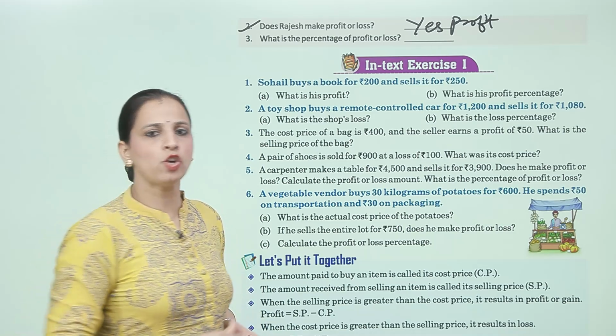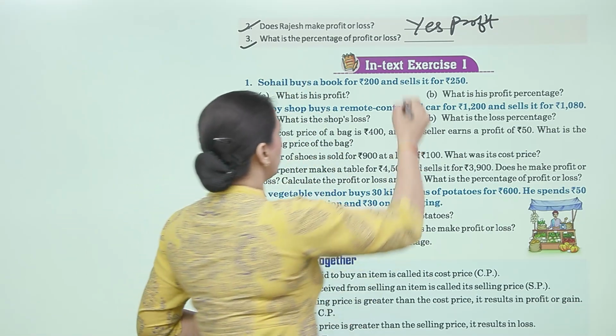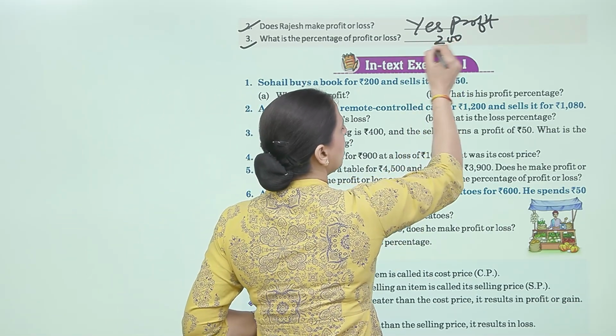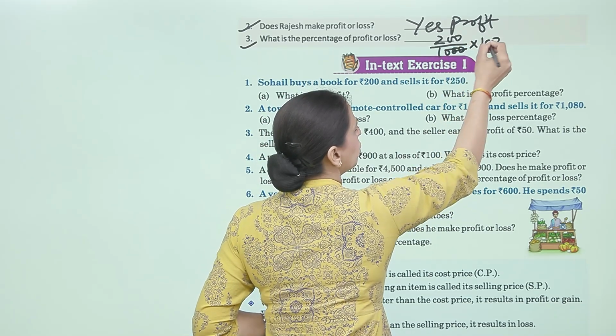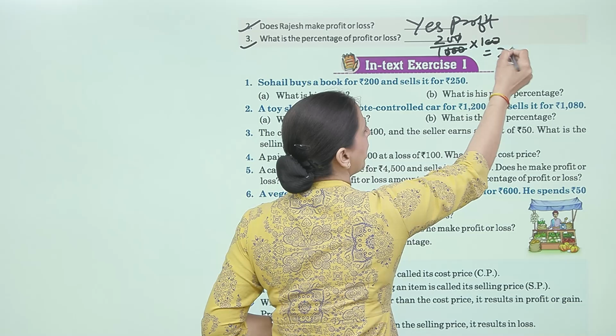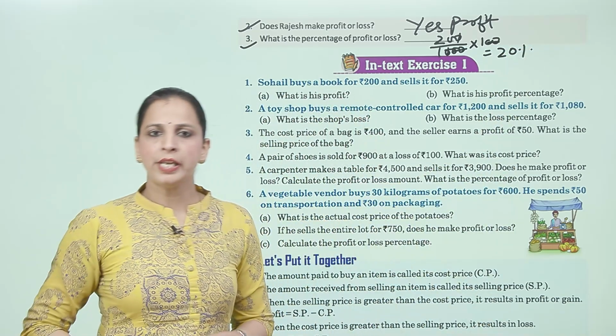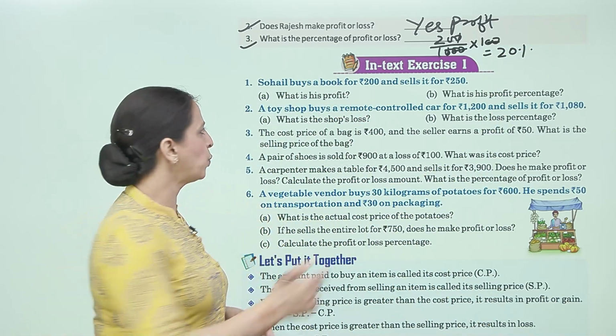What is the percentage of profit or loss percent? Profit of 200 upon 1,000 multiply by 100. 20 cancel, 10 cancel, that is 20% profit. 20% profit. Now in text exercise 1.